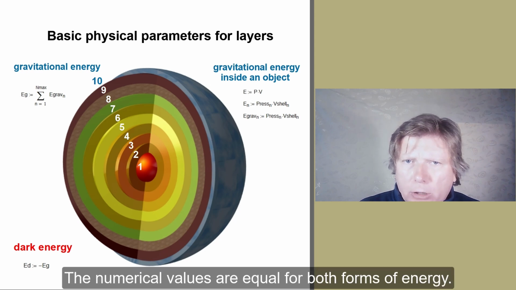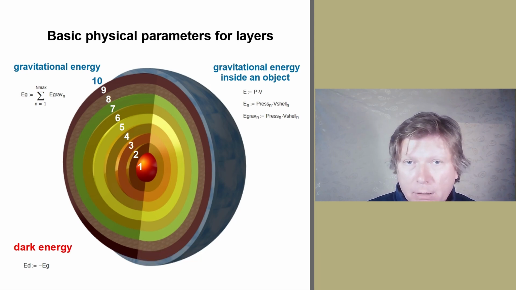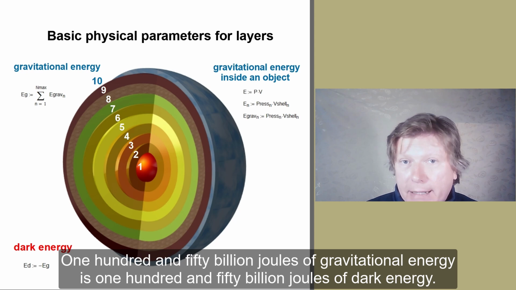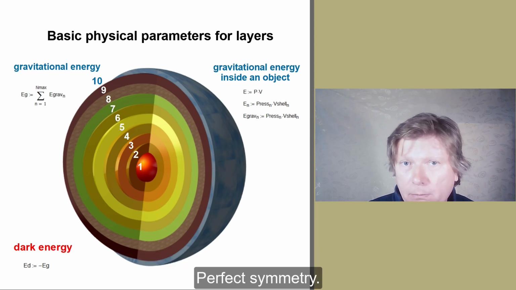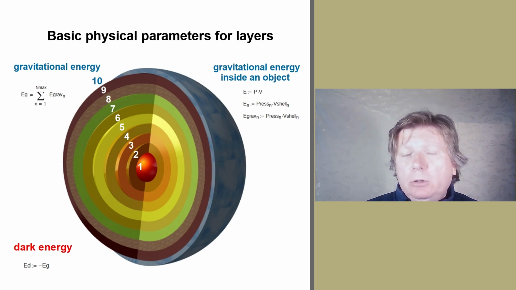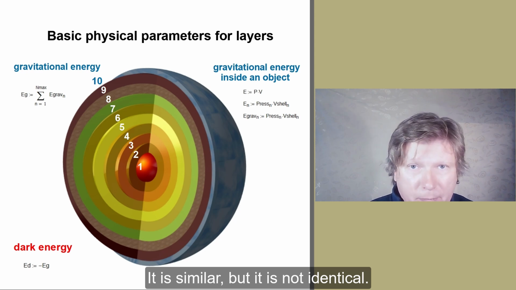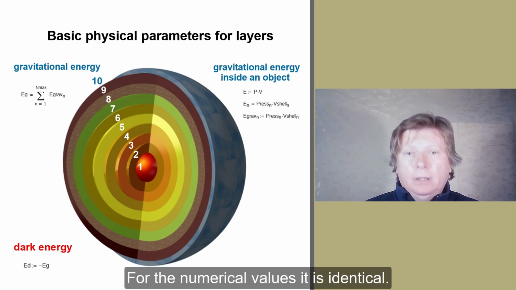The numerical values are equal for both forms of energy. For example, 10 joules of gravitational energy is 10 joules of dark energy. 150 billion joules of gravitational energy is 150 billion joules of dark energy. Perfect symmetry. For the ideas, it is not the same. It is similar, but it is not identical. For the numerical values, it is identical. We have the equations.